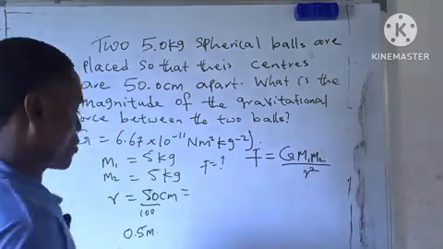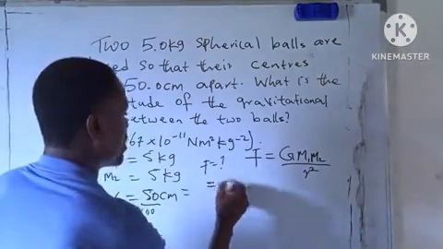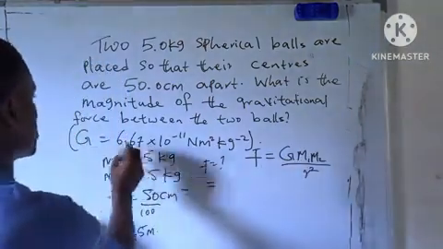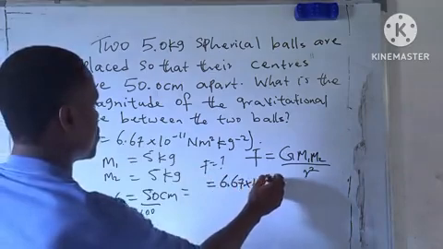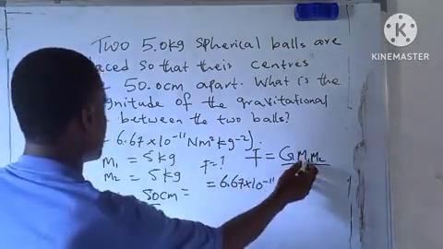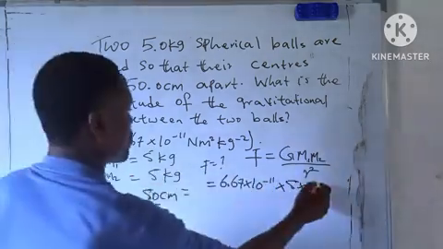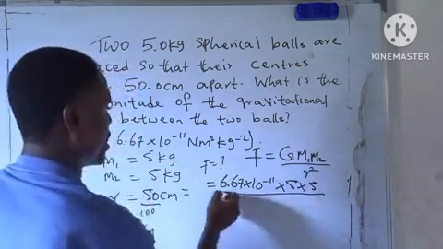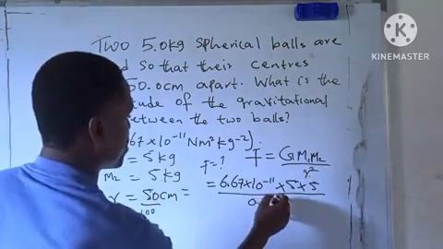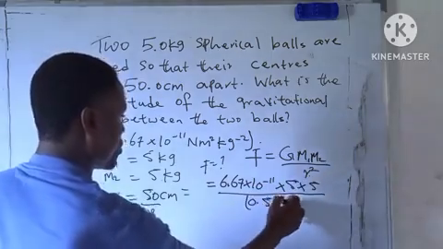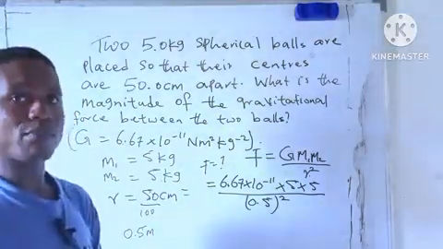Now let's substitute. We are asked to calculate the force. The value of G is 6.67 times 10 raised to minus 11, times m1, the first mass, which is 5, and the second one too is 5, then divided by the radius, which is 0.5, and we have a square here, so we now square it. See that the calculation is very smooth and simple.